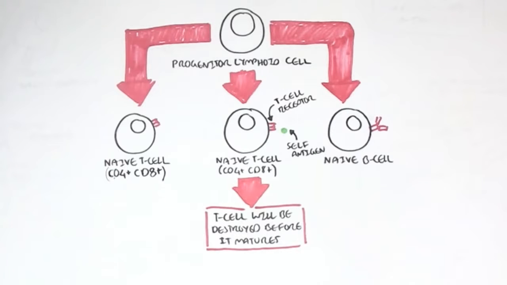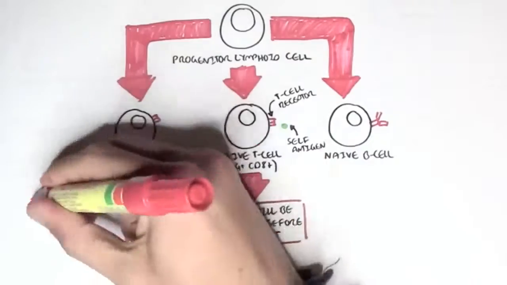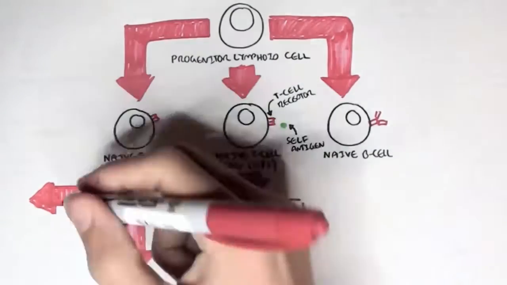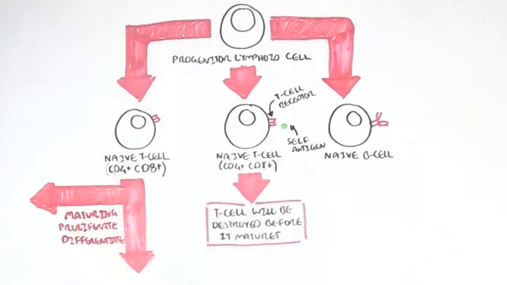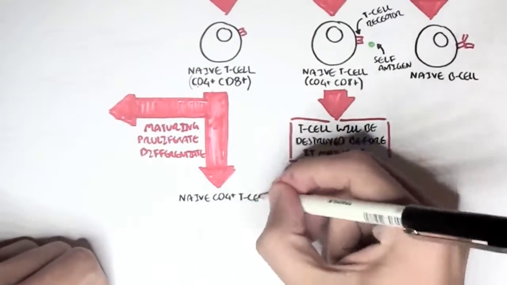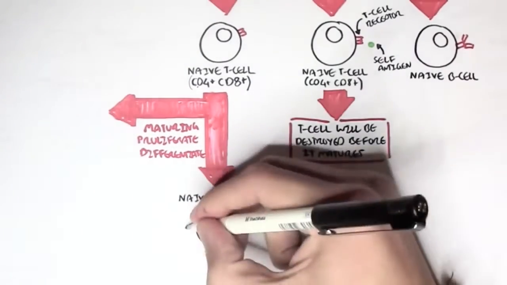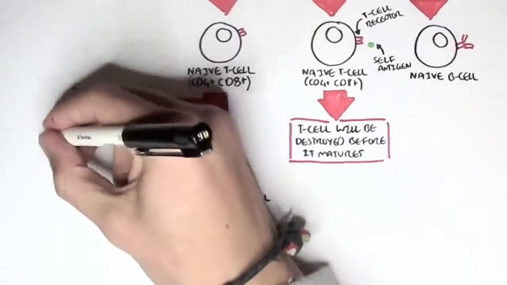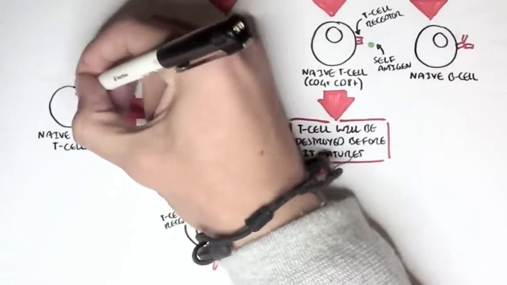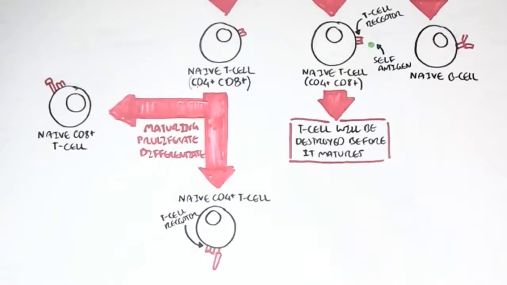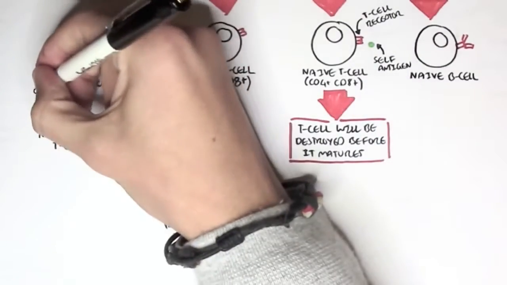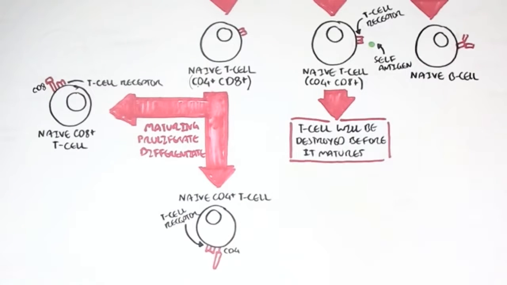When the naive T cells are developed from a progenitor lymphoid cell, they all have CD4 and CD8 co-receptors. However, when they mature, when they proliferate and differentiate, they will either become a naive CD4 T cell with a T cell receptor or a naive CD8 T cell with a T cell receptor. The only difference is that a naive CD8 T cell has a CD8 co-receptor here, and a naive CD4 T cell has a CD4 co-receptor here.